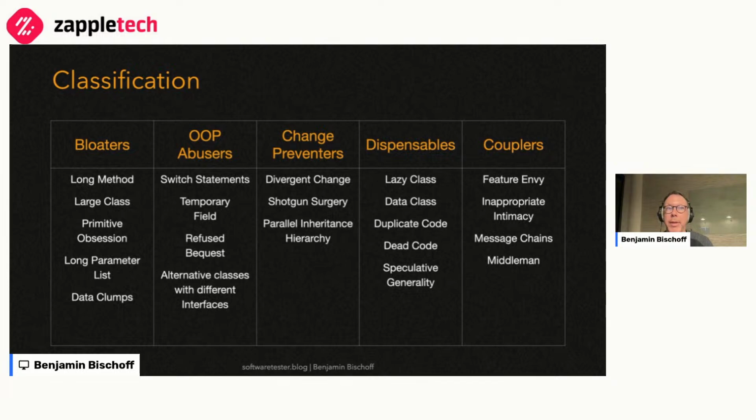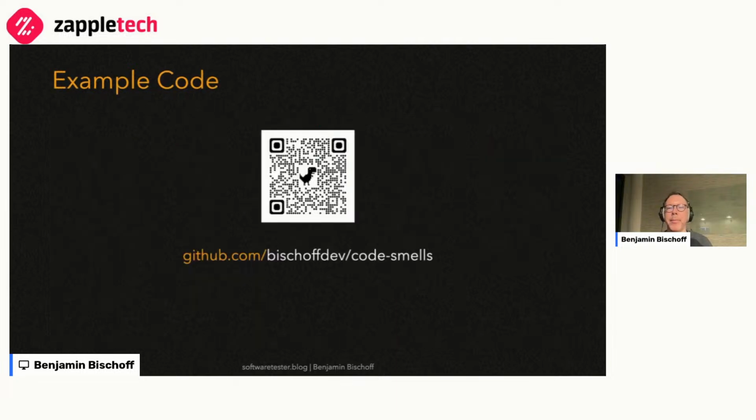So here we have it. We talked about all of the code smells here in all of the categories. There are actually more than these, but those are the ones from the book. I also have all the example code, all the classes and methods I showed you here, in my GitHub repository. If you want to look at it again and maybe fix it, that would be nice.